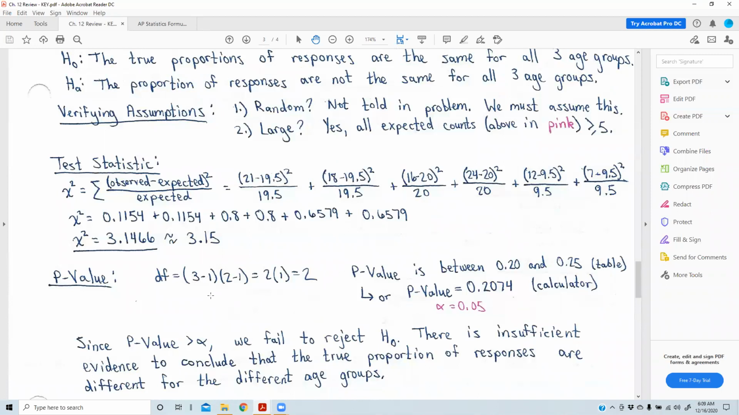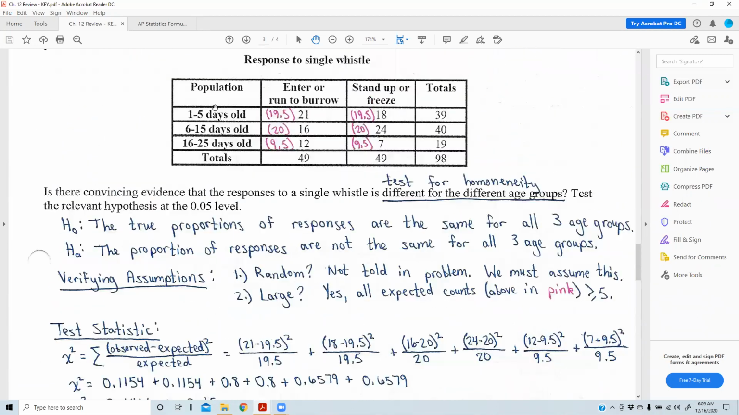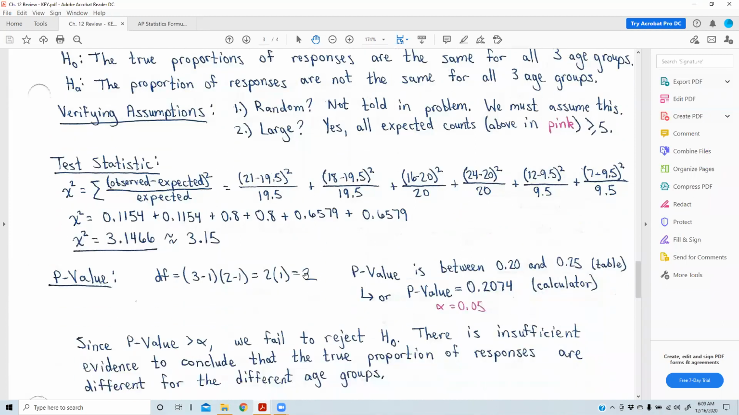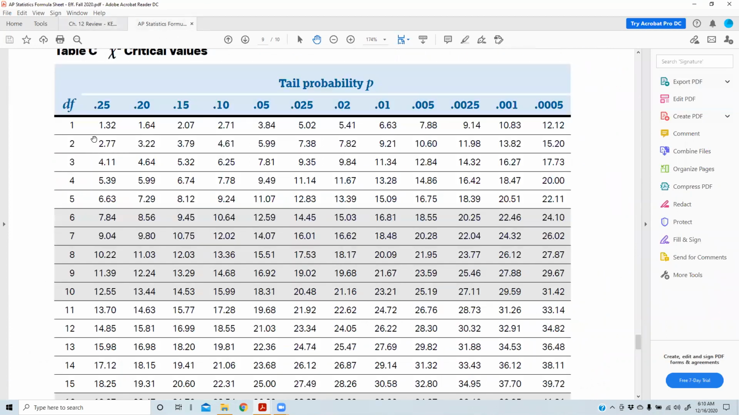To do the p-value, we need to get our degrees of freedom. There are 3 rows, so we do 3 minus 1, 2 columns, so 2 minus 1. That again gives us 2 degrees of freedom. So we need to get to that 2 degrees of freedom and see, where does 3.15 fit in?